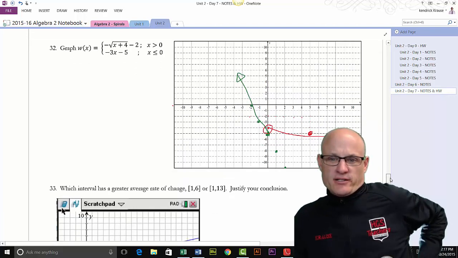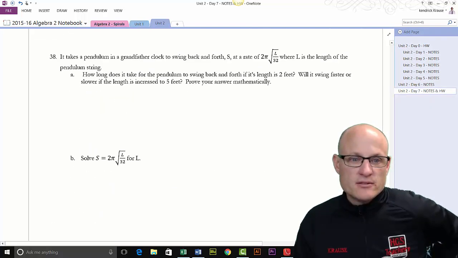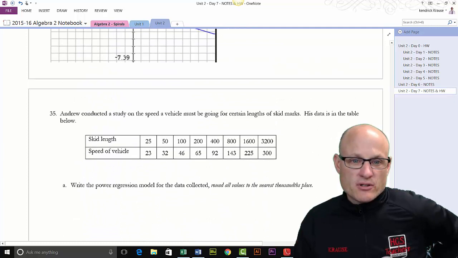Whew, getting tired, kids, getting tired. How many problems I got left? This is 33, and we've got 38, 5 left, but 3 are hard.